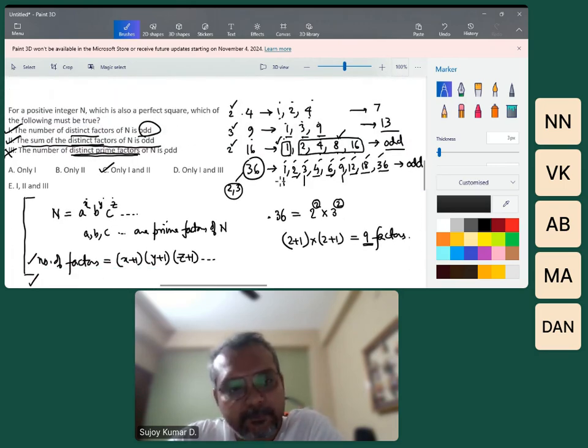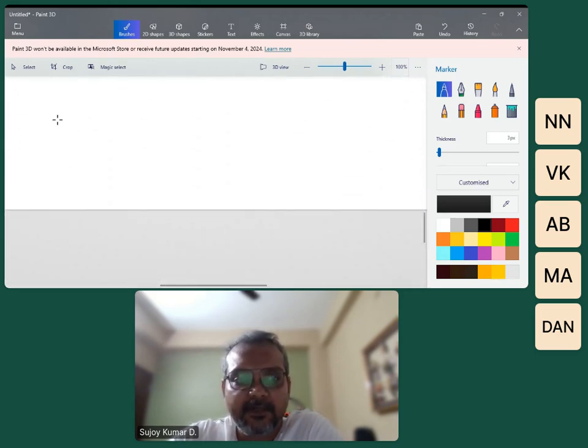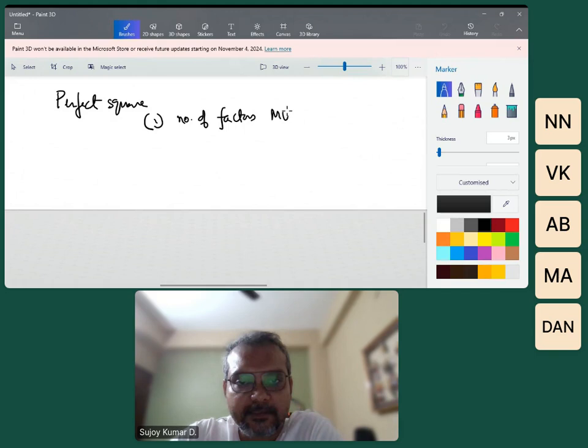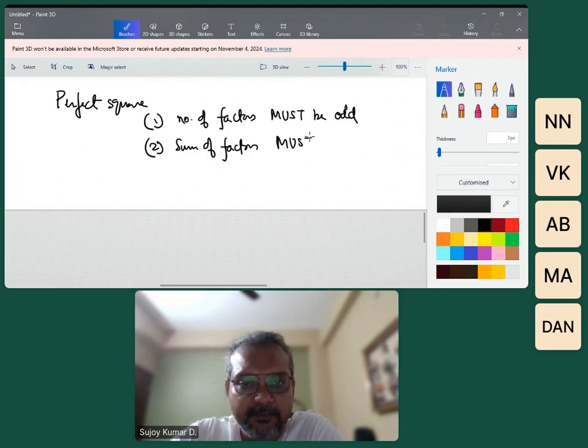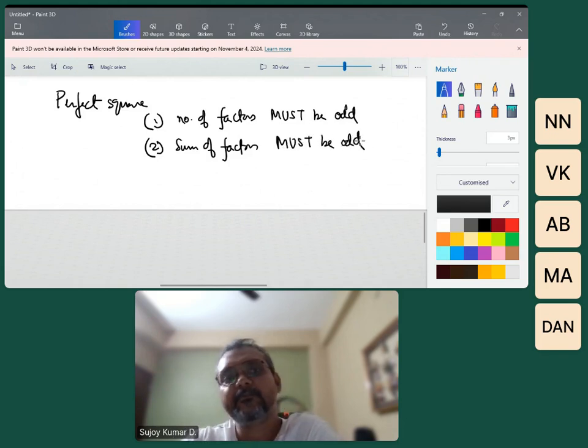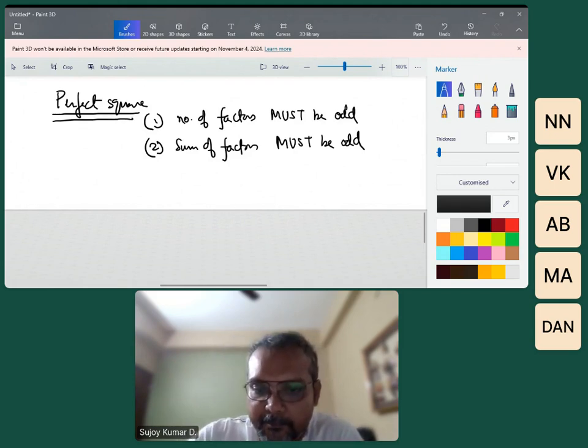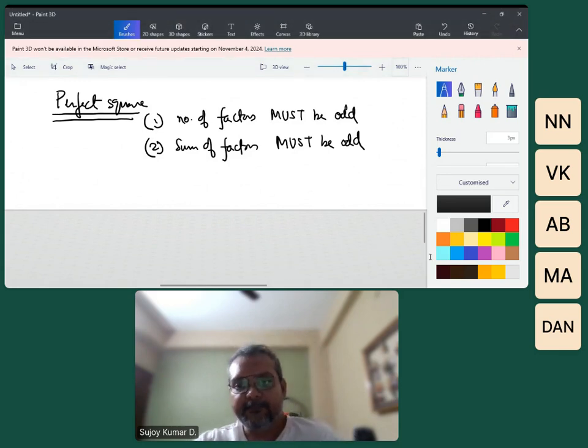But it can be proved that for any perfect square, and this is actually a very important result to remember, point number 1, the number of factors must be odd, and number 2, the sum of the factors must be odd. And that's true for perfect squares. Is that okay?